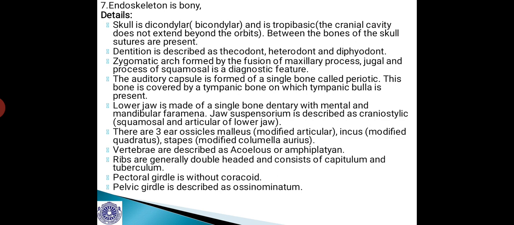And the vertebrae are described as acoelous type or amphiplatyan type, that is without a centrum. And the ribs are generally double-headed and consist of capitulum and tuberculum. So these are the projections found on the rib bones. And the pectoral girdle is without coracoid, and the pelvic girdle is described as os innominatum. So these are some important features of the endoskeleton in mammals.